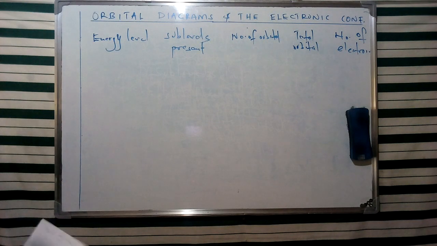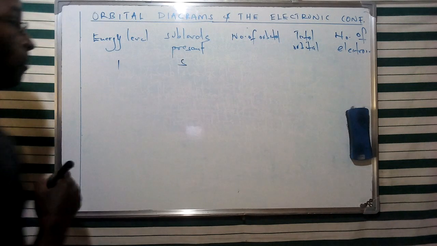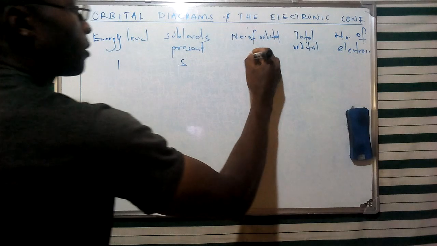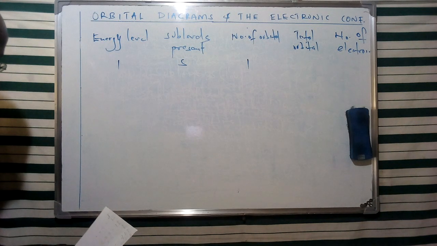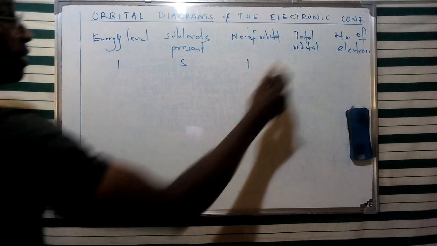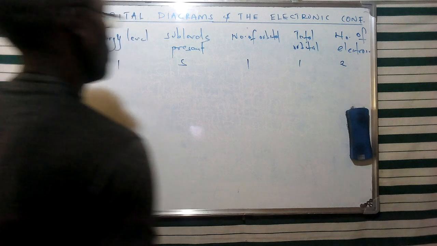Now, I said that if we have a first energy level, we're going to have the sub-level present given as S, and this consists of one orbital. So the total number of orbitals is going to be 1, and this is going to consist of a maximum of 2 electrons.